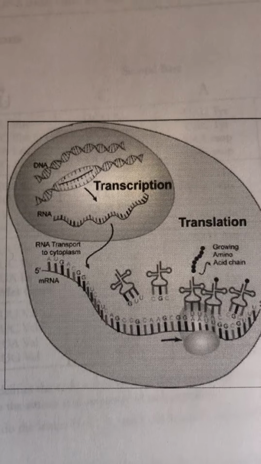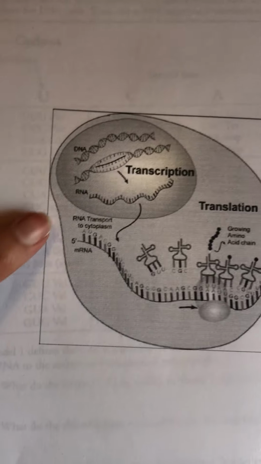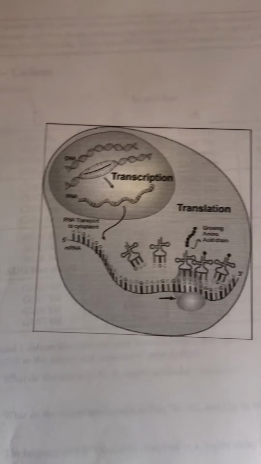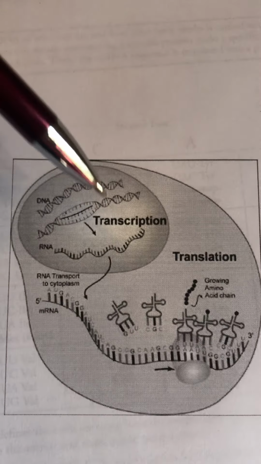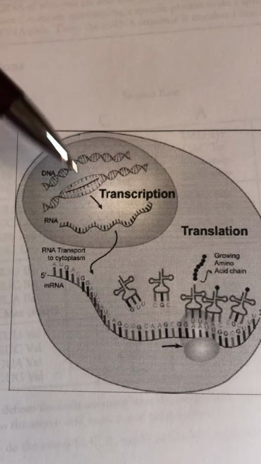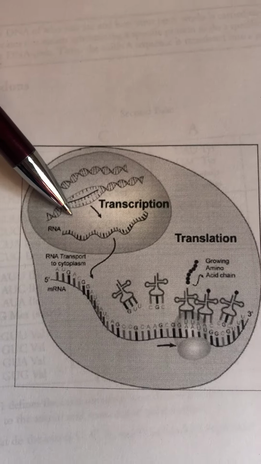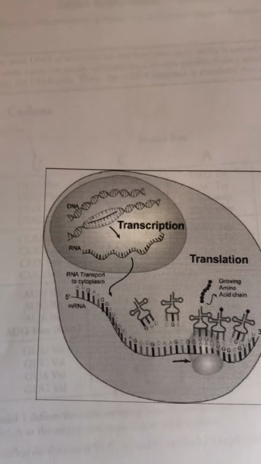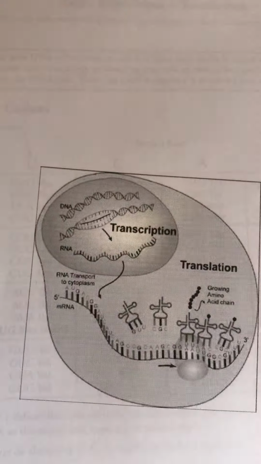So the rest of this week's activities had to do with transcription and translation. And transcription, which is the first POGL that you were supposed to work on this week, has to do with creating what we call mRNA. And the reason we would make mRNA in the process of transcription is that DNA is trapped inside the nucleus. It's too big.